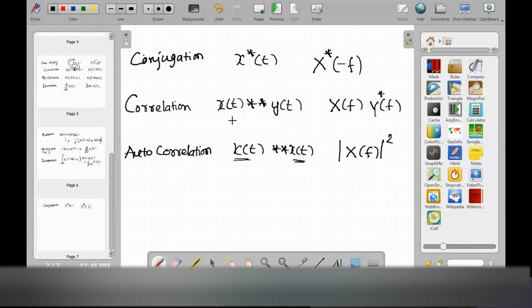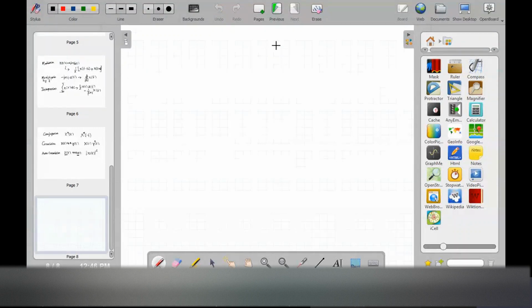In autocorrelation, instead of two signals, I am finding a correlation between the same signal, that is x of t correlating with x of t. That is called auto, because I am correlating a signal with itself. In frequency domain, that will be x of f, its magnitude square. Modulus means it's a magnitude. Okay, so let me go with the next one.